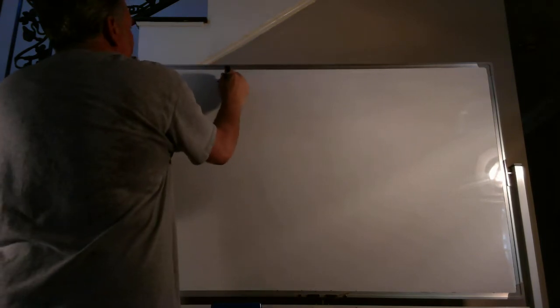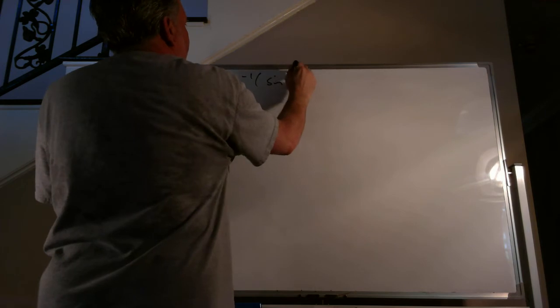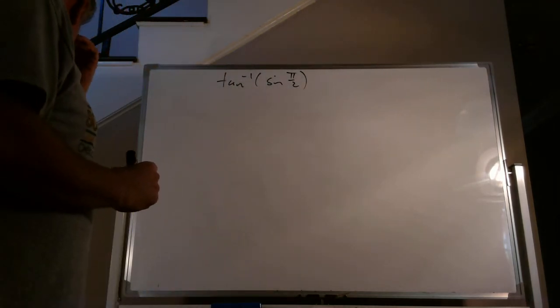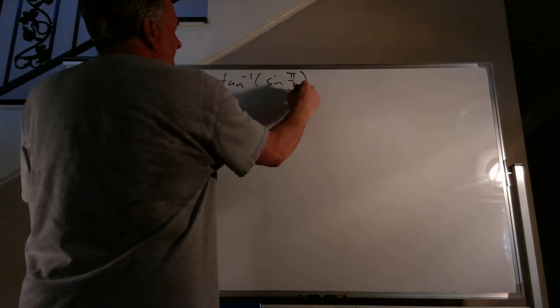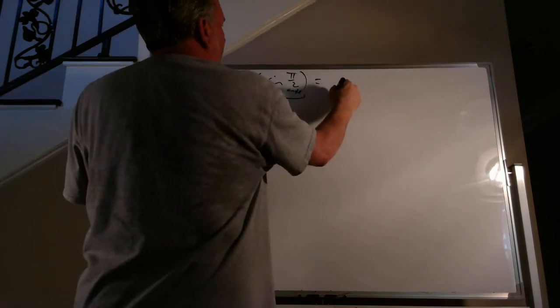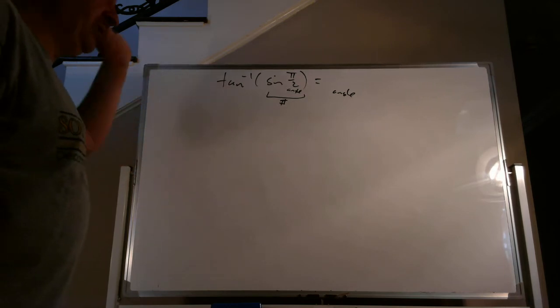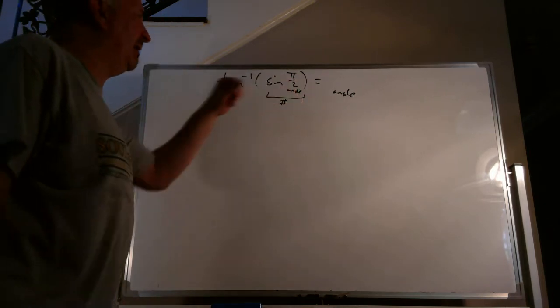It says find tan inverse of sine of pi over 2. Okay? So you're taking sine of this, so that's an angle. You take sine of an angle, and that spits out a number. Tan inverse of a number is an angle. So again, I always do this sort of analysis so I know what I'm looking for. I'm looking for an angle here in radians.